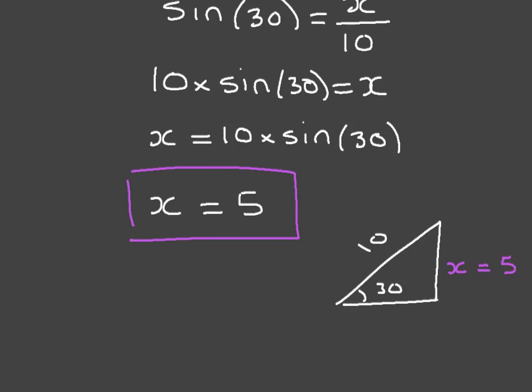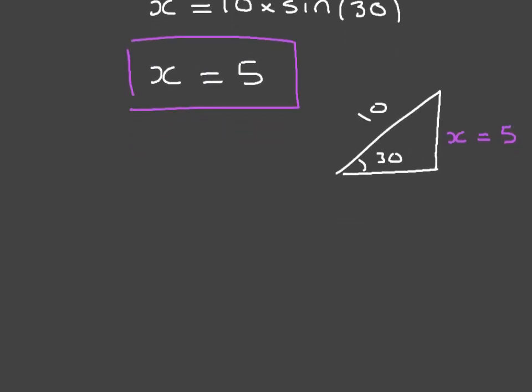Let's look at another example. Let's say we're given the following right-angled triangle. The interior angle is 40. We have a side length equal to 8 and a side length p. And we're asked to find the unknown side length p.